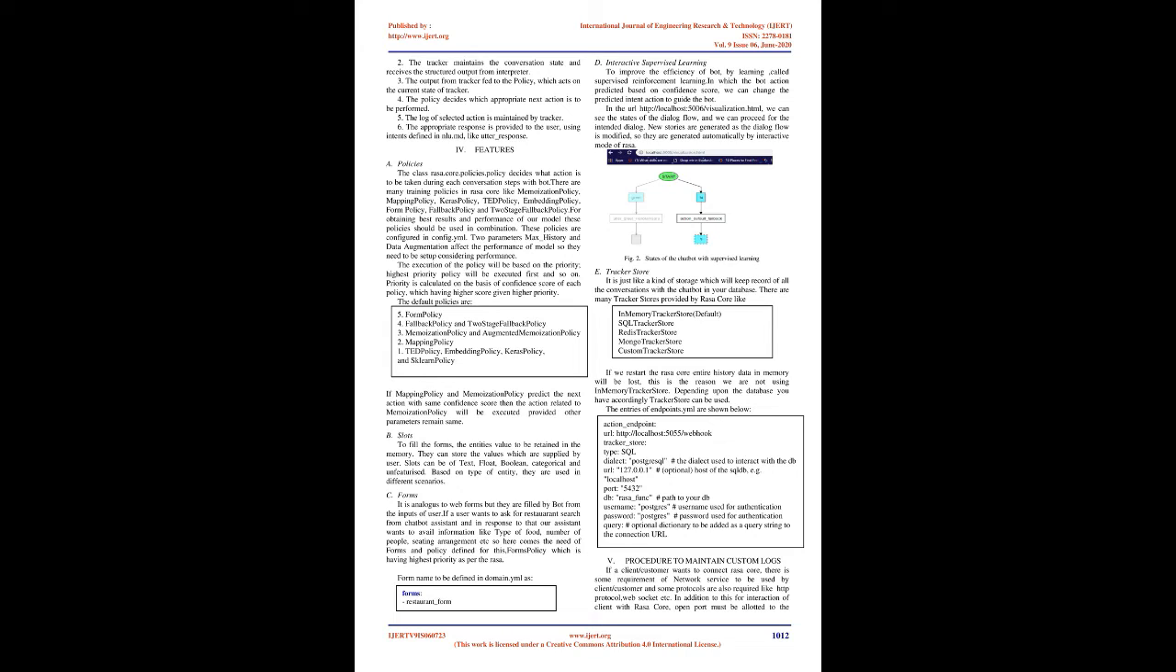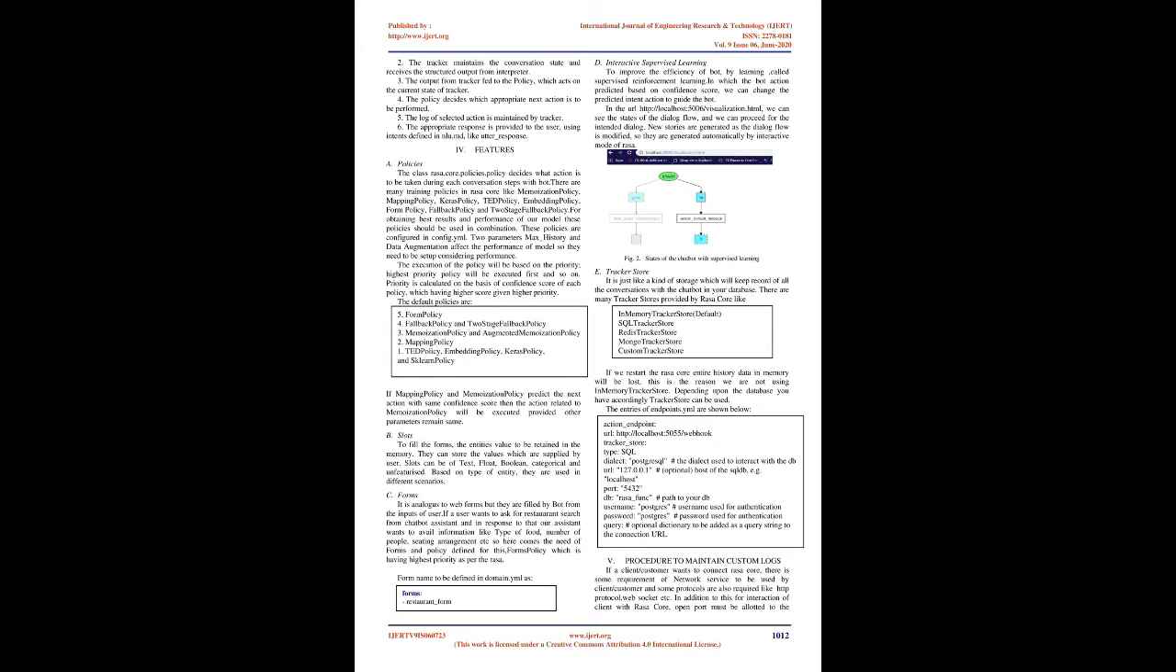If mapping policy and memoization policy predict the next action with the same confidence score, then the action related to memoization policy will be executed, provided other parameters remain the same. B. Slots. To fill the forms, the entity's value has to be retained in memory. Slots can store the values which are supplied by the user. Slots can be of type text, float, boolean, categorical and unfeaturized. Based on the type of entity, they are used in different scenarios.